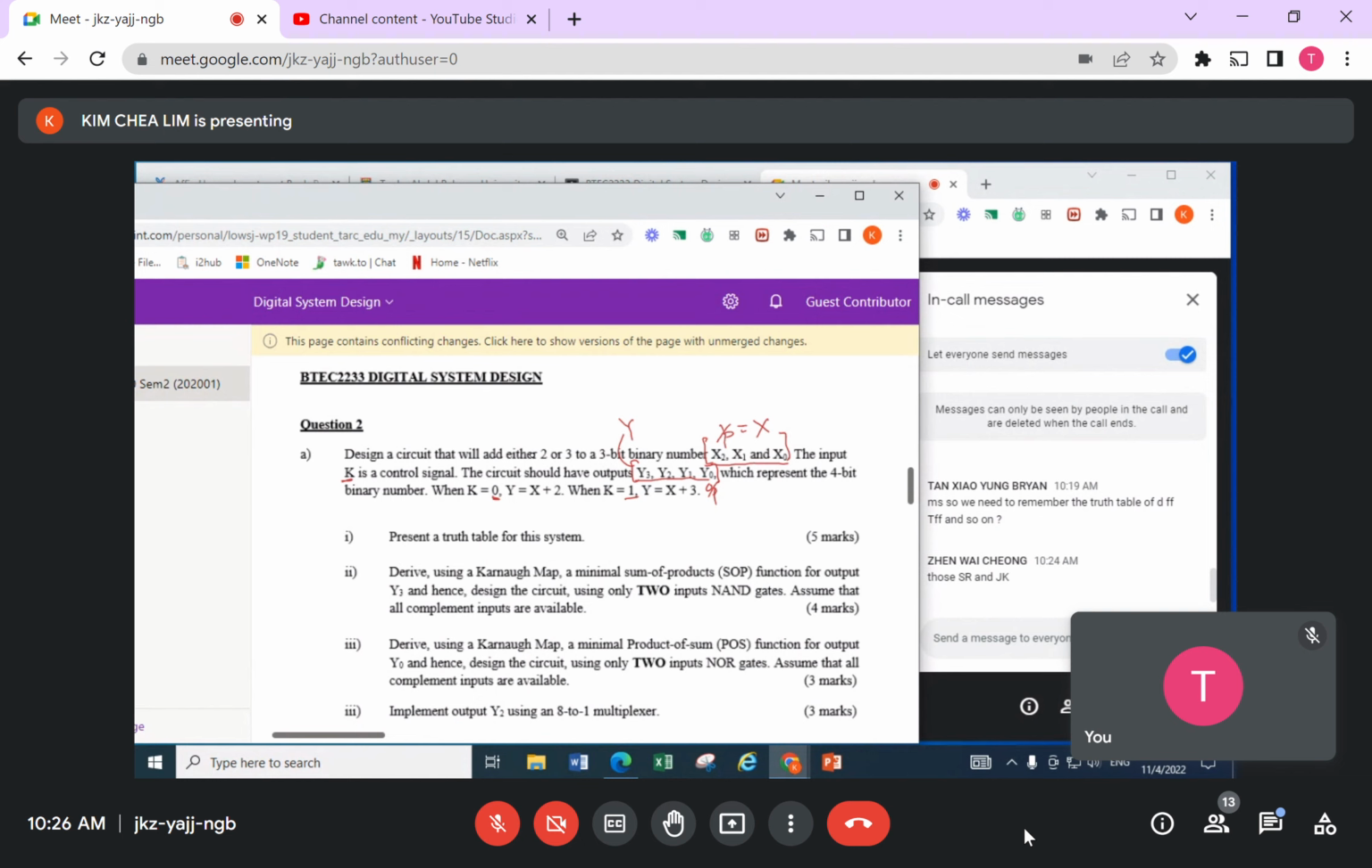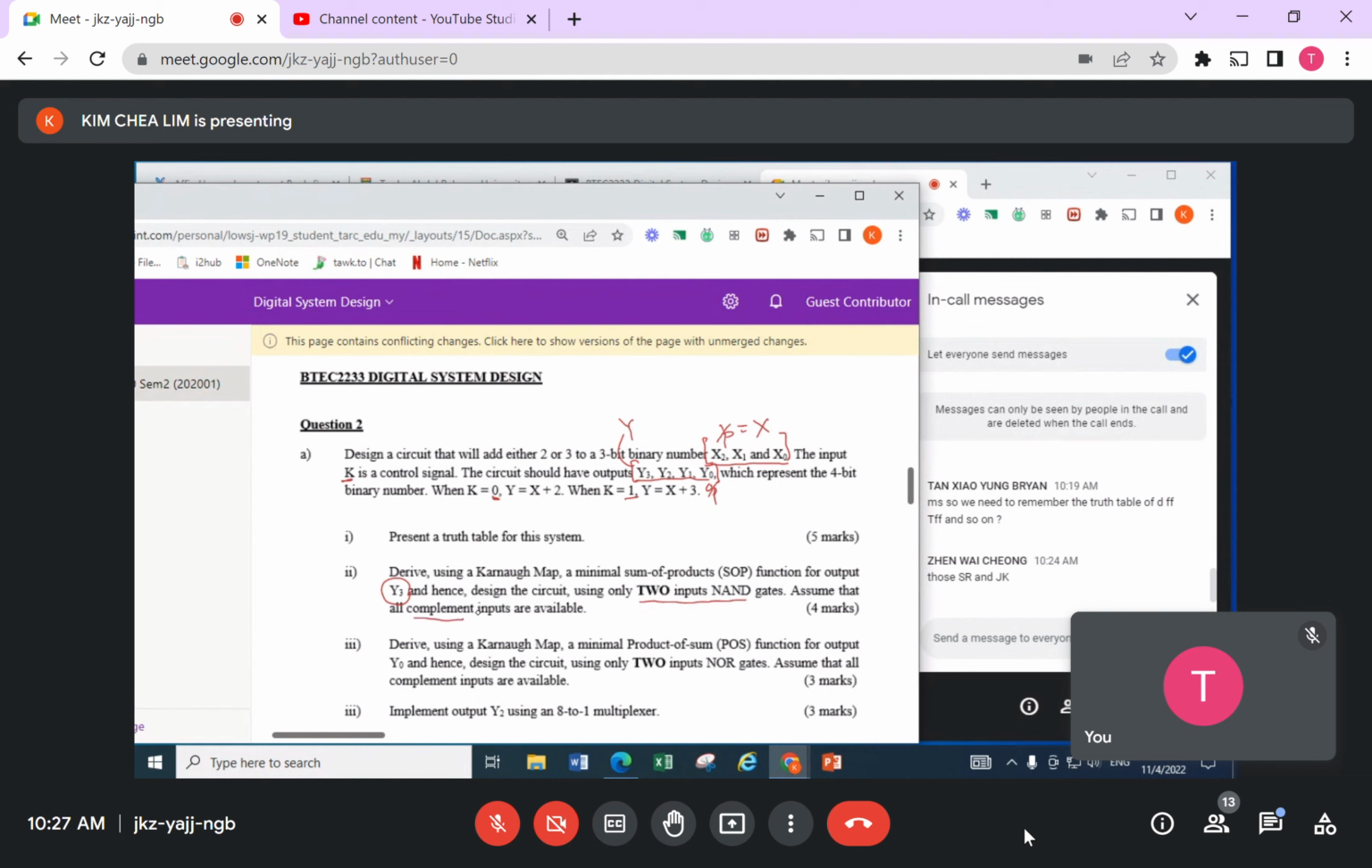Convert this into a truth table. Then later on, derive using a Karnaugh map a minimum sum of products (SOP) function for output Y3 only, and hence design this using 2-input NAND gates. You use NAND gates, but these NAND gates have only 2 inputs. Assume that all complemented inputs are available.